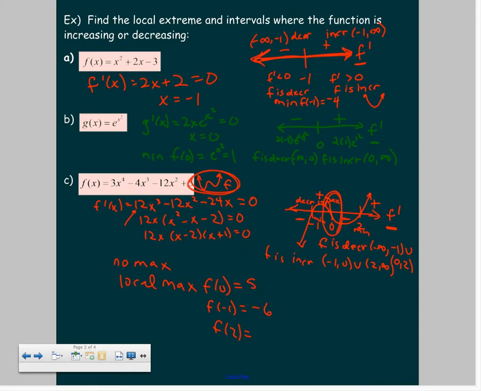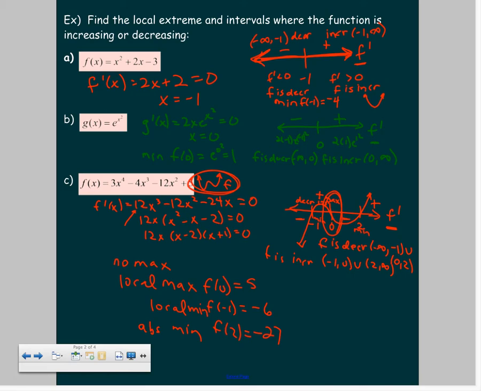And now what happens when I plug in 2? So it'd be 3 times 2 to the 4th. I'm doing this on my calculator right now. 3 times 2 to the 4th minus 4 times 2 cubed minus 12 times 2 squared, which is 4, plus 5. Okay, I get -27. Obviously, which one of those is the absolute min? I didn't hear you. What's the absolute min? Yeah, the -27. So this is the absolute min, which means this is a local min.